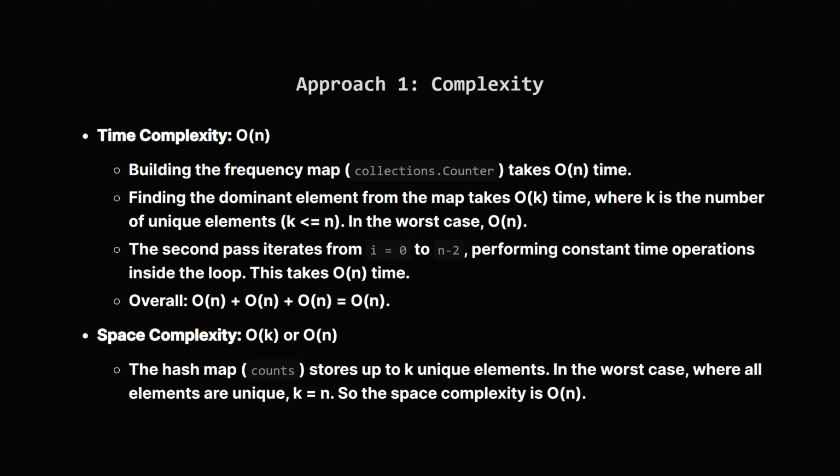For space complexity, the primary extra space used is for the hash map counts. This map stores the frequency of each unique element in nums. If there are k unique elements, the space complexity is O(k). In the worst-case scenario, all elements in nums could be unique, meaning k could be up to n. Therefore, the space complexity is O(n) in the worst case. Other variables like n, dominant_element, total_count, left_count, and right_count use constant, O(1), space. So the dominant factor for space is the hash map, giving us O(n) space complexity.